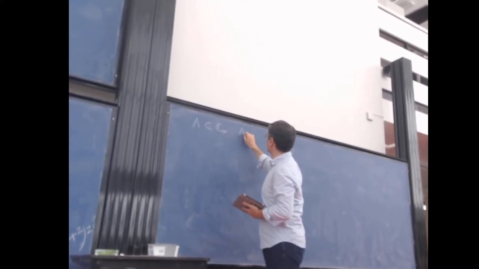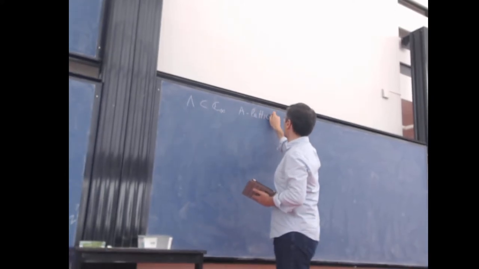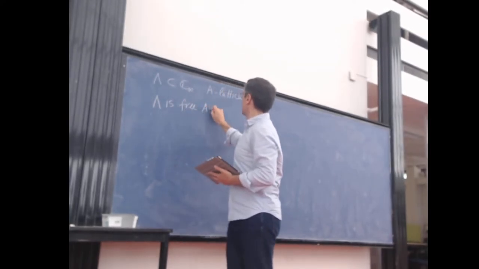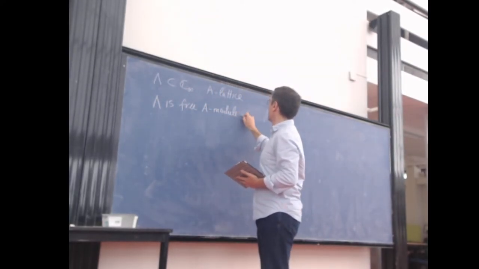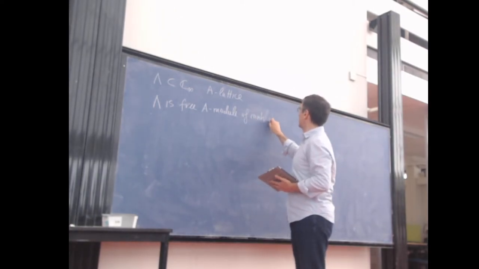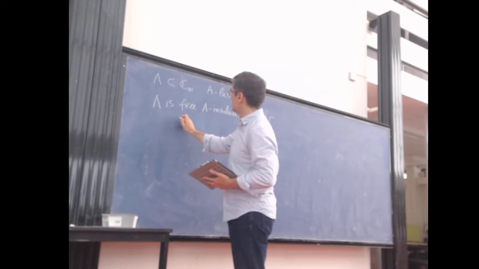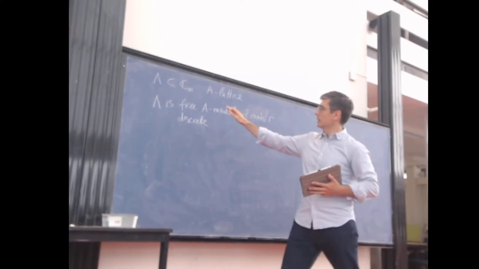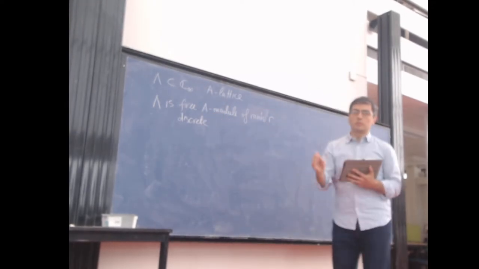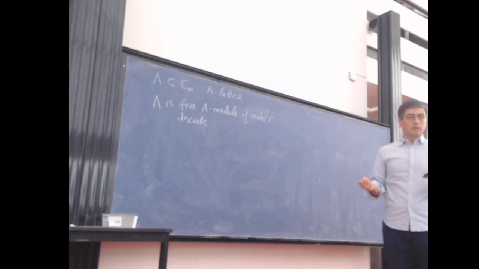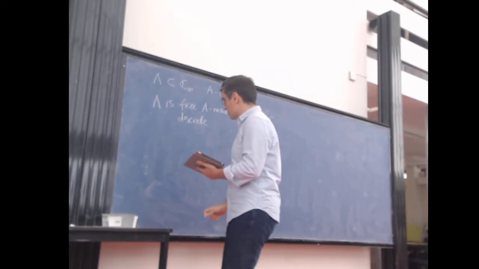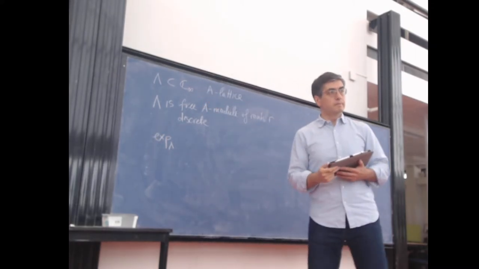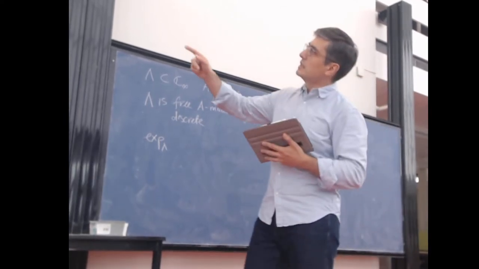This is a lattice, that is, Lambda is a free A-module of rank r, and he also insists that it is discrete, which means that if you take a ball in C infinity, there are only finitely many elements of Lambda in that ball. And then to such an object, you can associate a Drinfeld module over C infinity.